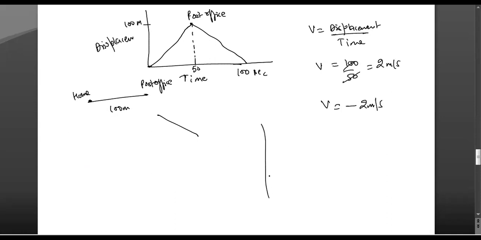So the graph for this equation will be like this. This one is 0, this one is positive 2 meter per second, and this one is negative 2 meter per second. For the first 50 seconds, she has a constant velocity of 2 meter per second. And for the next 50 seconds, she has another velocity, minus 2 meter per second. So her graph will be like this.